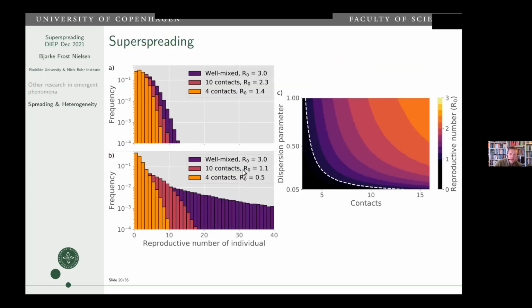And then when you start reducing the number of contacts down to 10 and then down to 4, first of all, you change the histograms enormously. And also, as you reduce it down to just 10, you have essentially reached the critical point, almost at least, of R = 1, whereas in the homogeneous case, it was still at 2.3. So this reduction in contacts now has a much larger influence when you are in the super spreading regime than it had in the homogeneous spreading regime.